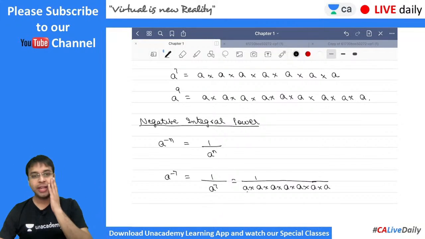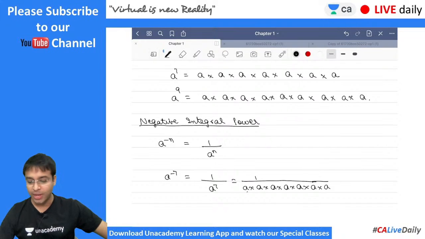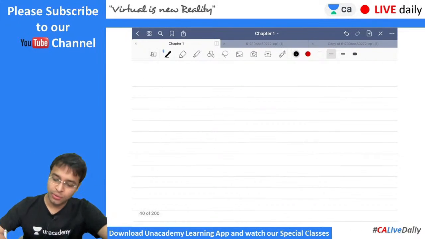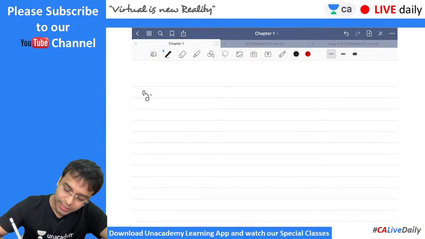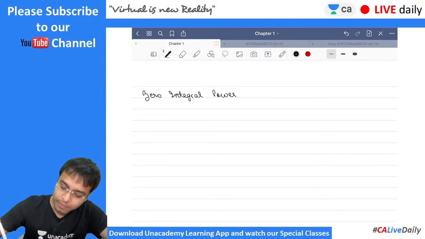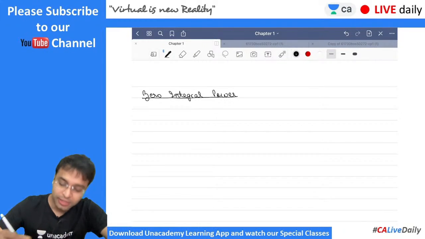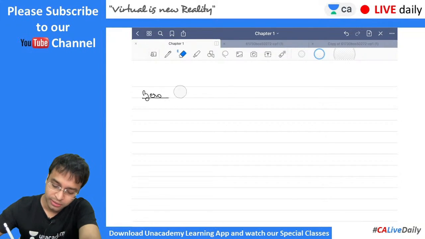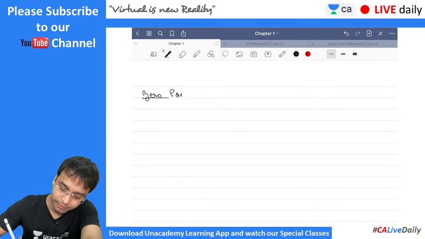Right. So a raised to the power minus 7 is nothing but 1 upon a raised to the power 7. This is called the negative integral power. And now give the heading zero power. If the power is zero, sorry, zero integral power, no, not integral, just zero power.